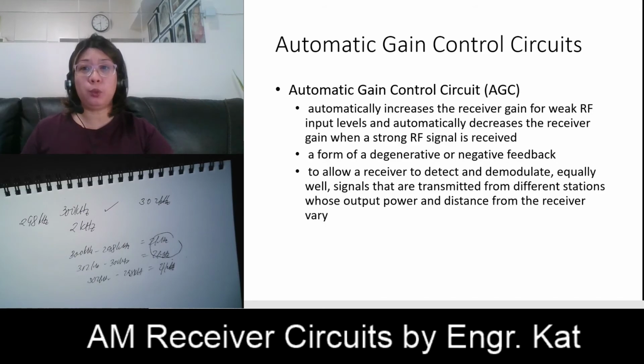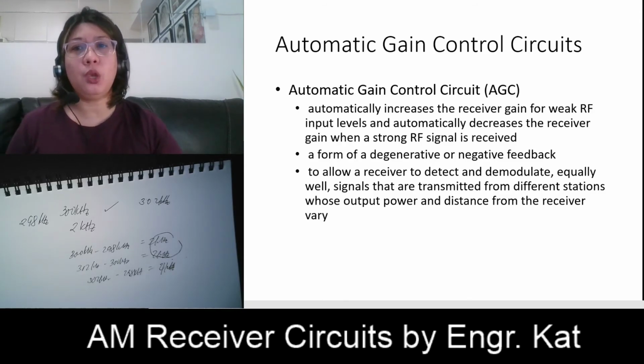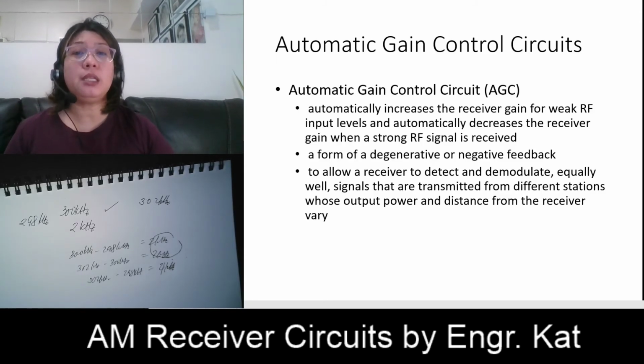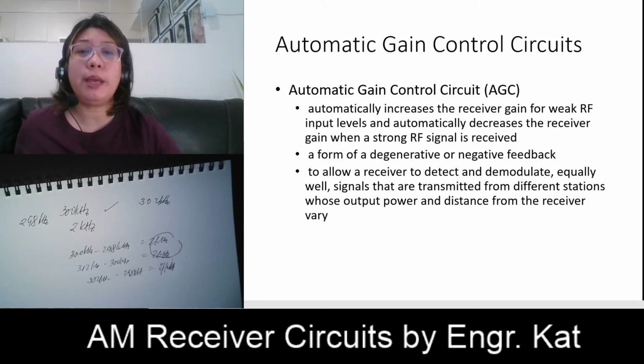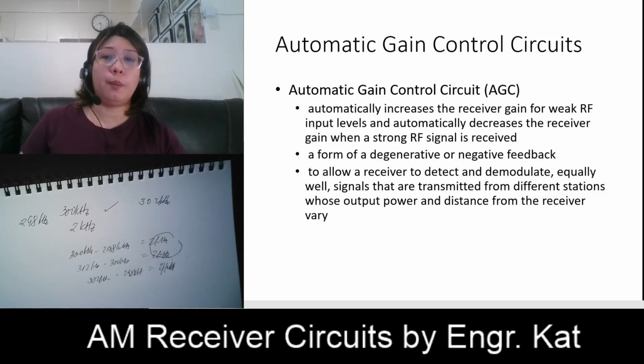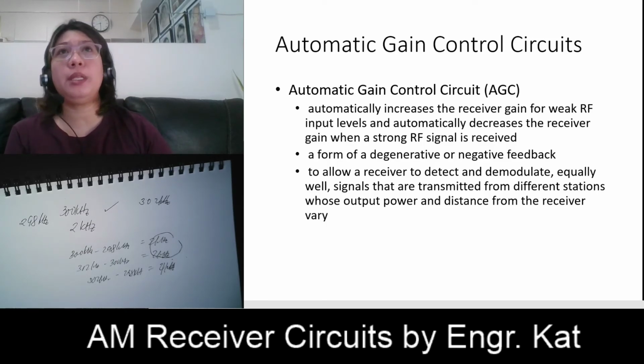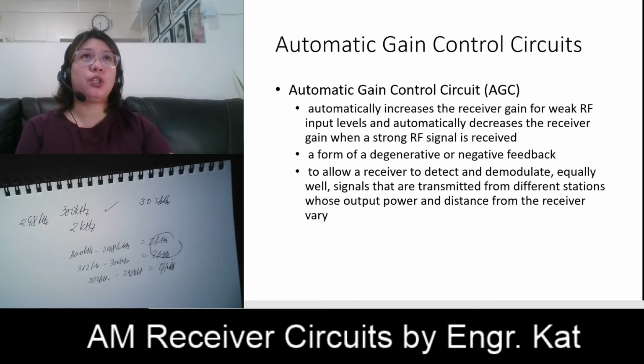Aside from those circuits, we also have what we call the automatic gain control circuits. The AGC, or automatic gain control circuit, automatically increases the receiver gain for weak RF input levels and automatically decreases the receiver gain when a strong RF signal is received. This automatic gain control circuit compensates for minor variations in the received RF signal level.